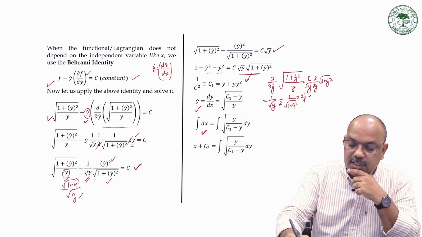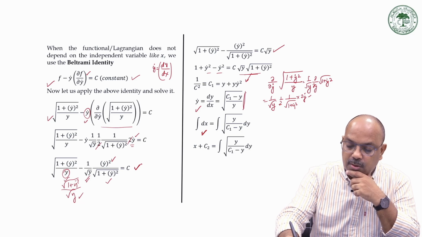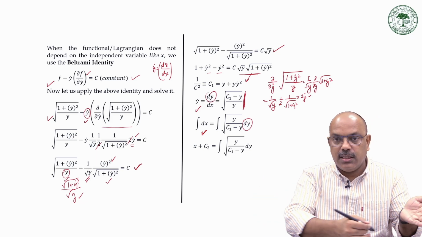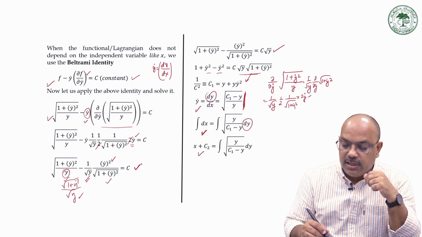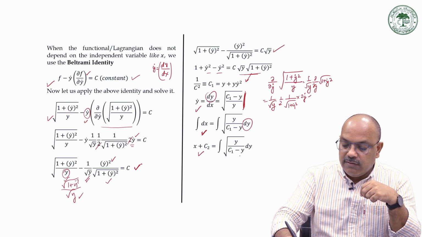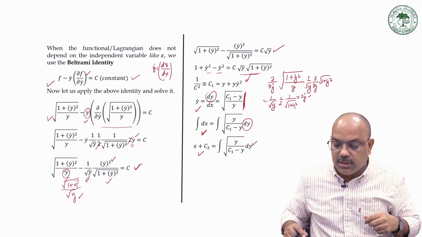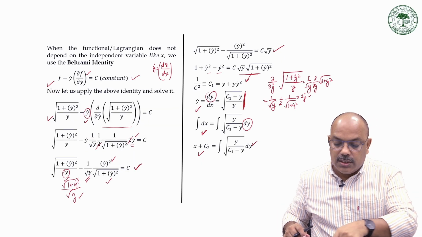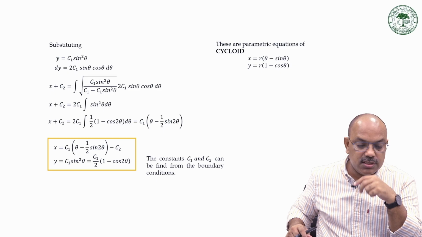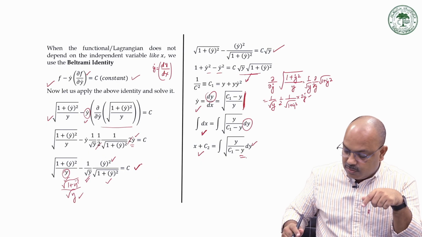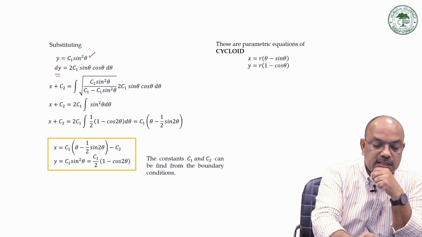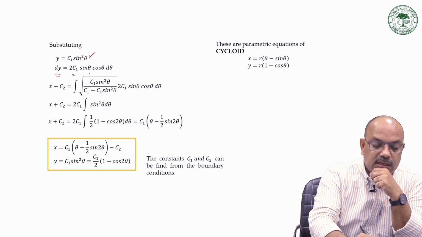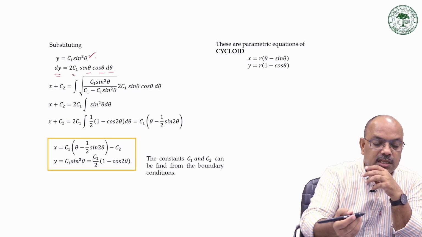Now you have dx, and because all these functions depend upon y, you are integrating with respect to y, and on the other side you have dx. So this is going to be x plus some constant of integration, and y and c1 minus y is going to be your dy. Now to integrate this, let us put y equal to c1 sin square theta, and dy is twice c1 sin theta cos theta d theta, this we know.